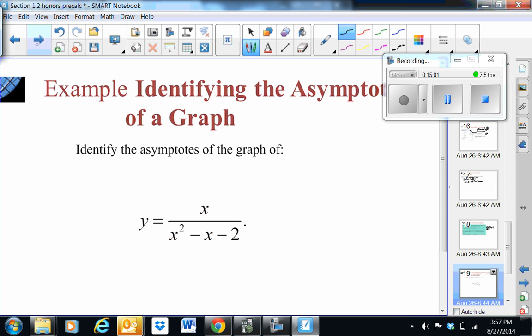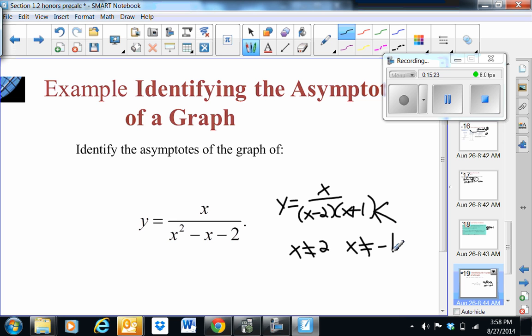So let's look at some asymptotes. Identify the asymptotes of the graph. Well, we're basically looking at where this function is impossible. If we factor our denominator, we get x minus 2 times x plus 1. And it's a big no-no to have a 0 in the denominator. So we would say x cannot equal 2 and x cannot equal negative 1. What that means is that we're going to have vertical asymptotes where x equals 2 and where x equals negative 1. These are like electric fences. This graph will never touch those asymptotes.